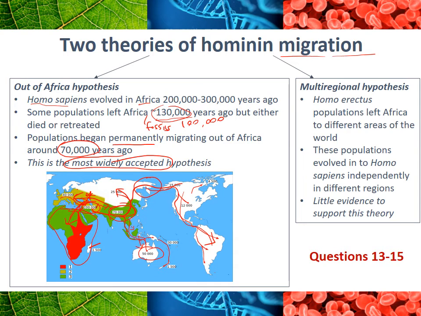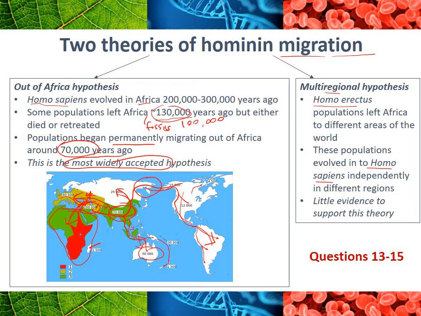There is another hypothesis, and hopefully you can pick some holes in this one, called the multi-regional hypothesis. This is a different theory that says that before Homo sapiens even evolved, some Homo erectus populations left Africa. So everyone agrees that humans began in Africa. But this suggests that Homo erectus left Africa and went to different parts of the world, and then while in all these different parts of the world, they evolved independently into Homo sapiens. Okay. There are a lot of issues with this theory.